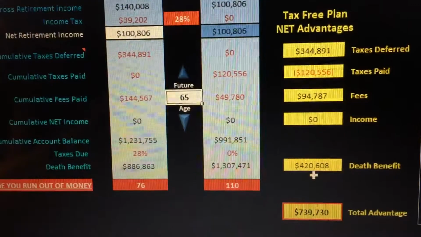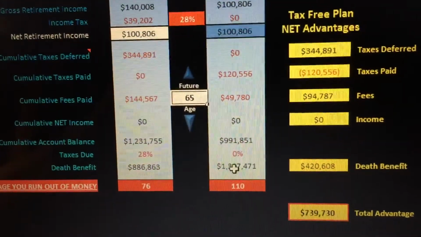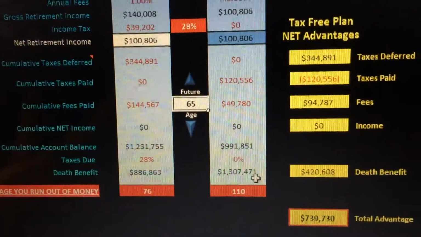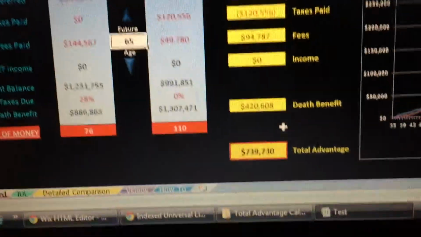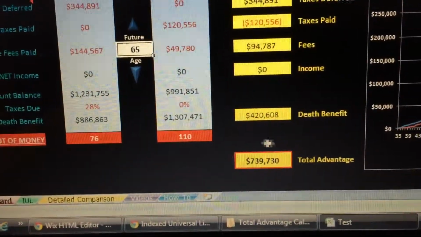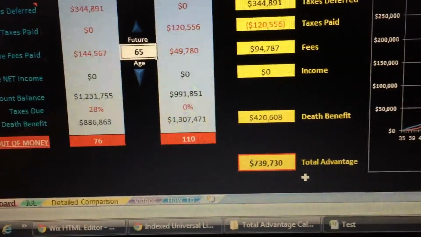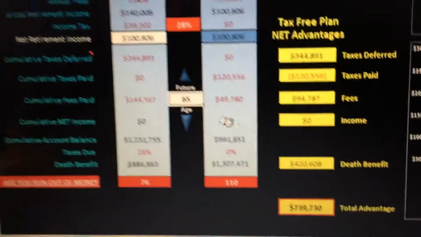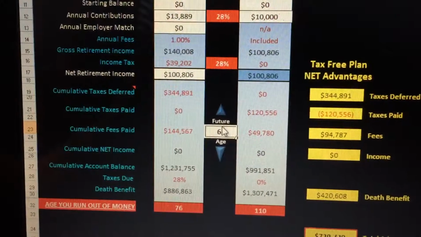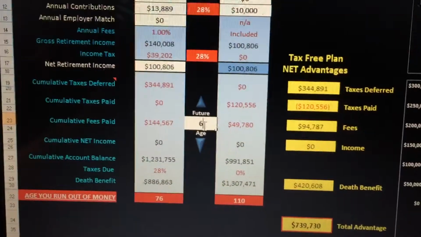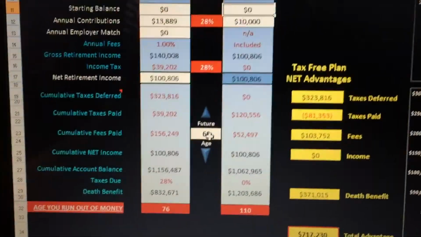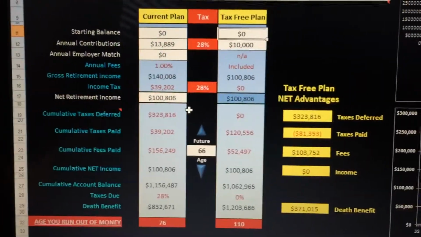And here's the difference in the death benefit. $886,000 compared to $1.3 million. We're in the positive of $420,608 for a net death benefit, for a net total advantage of $739,730. So let's do this. Let's put age 66. This is the first year we'll start taking income. Okay, so let's see what happens now.